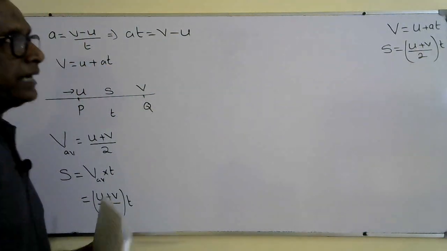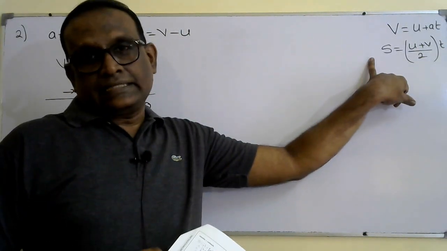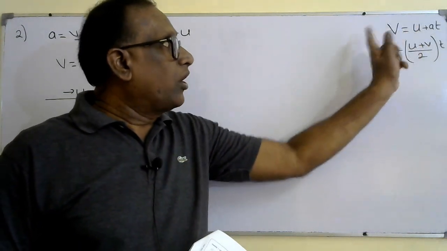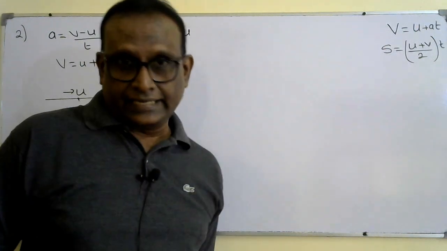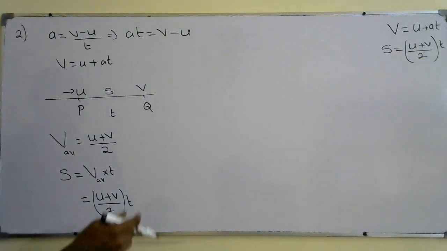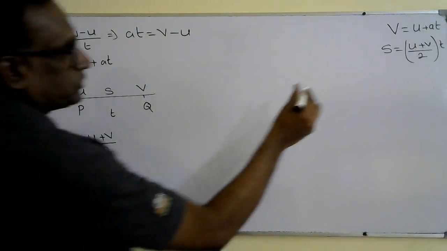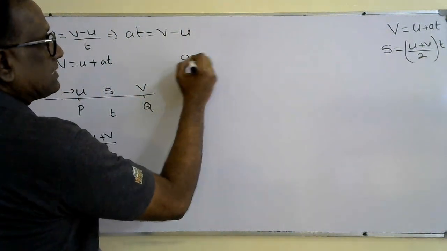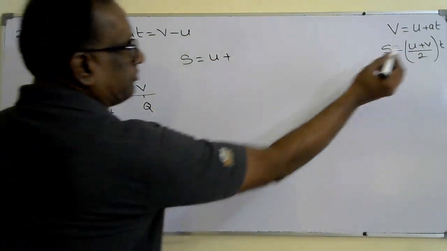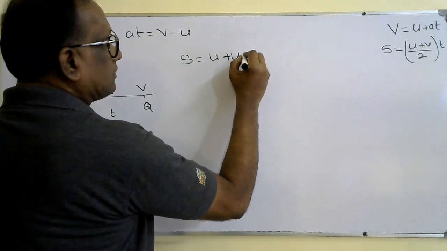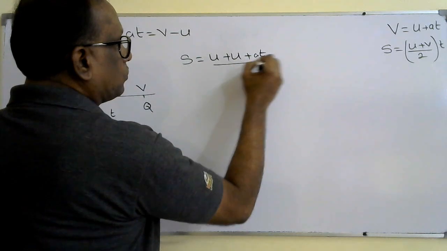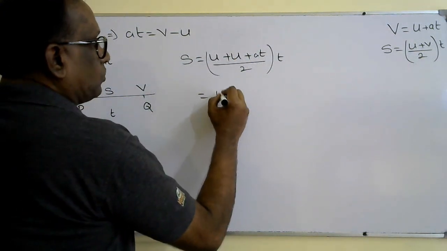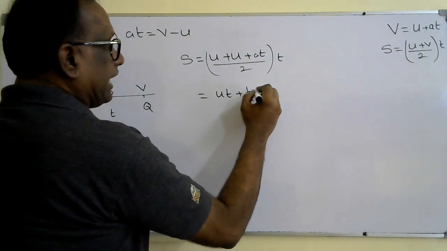Right. Now by combining these two equations, I can get the next equation by eliminating either u or v. By substituting here, I can get it. If I substitute, instead of v, u plus at, s equals (u plus u plus at) over 2 into t. Solve it and you will get ut plus half at squared.